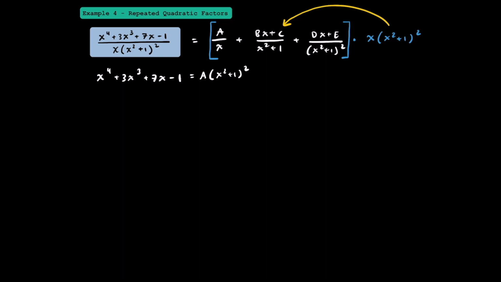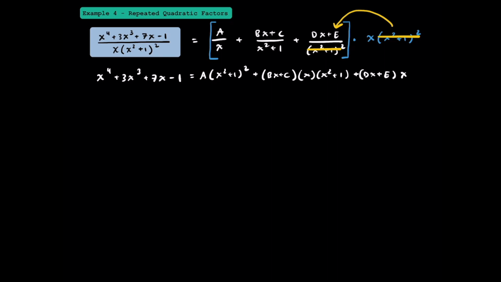Multiplied by this partial fraction, this x squared plus 1 is going to cross cancel with one of the binomials of x squared plus 1. Here we'll have the quantity of bx plus c multiplied by x times x squared plus 1. And multiplying by this partial fraction, this whole denominator is going to cross out with this part here, so we're left with x. Here we'll have dx plus e multiplied by x.